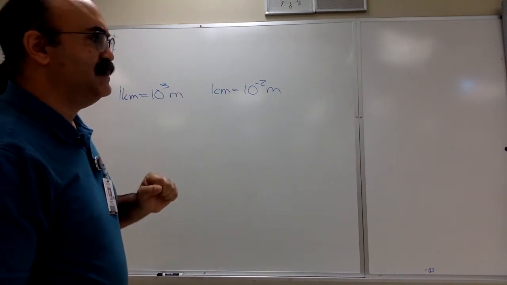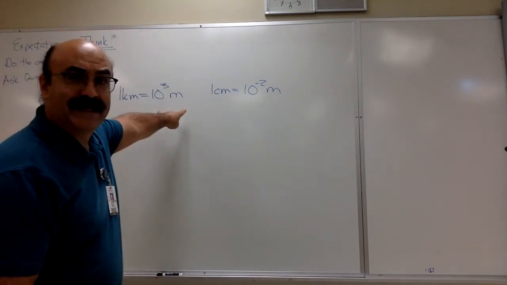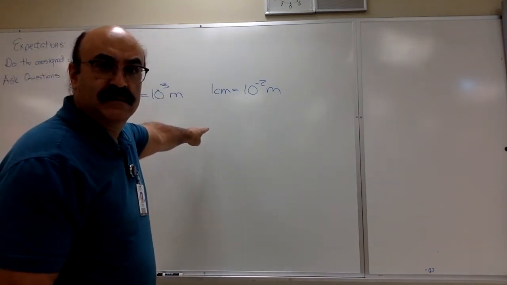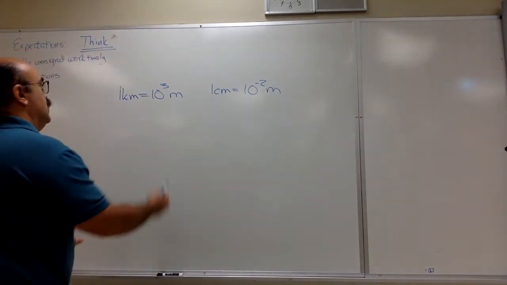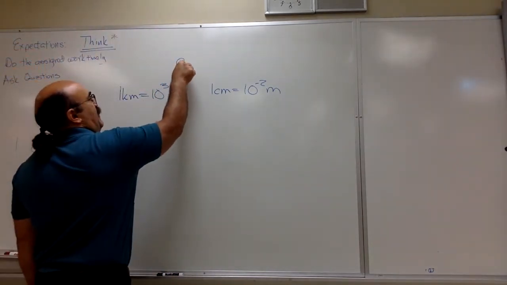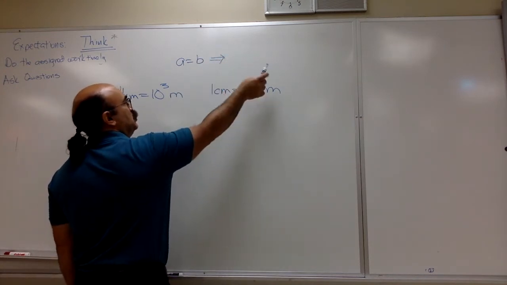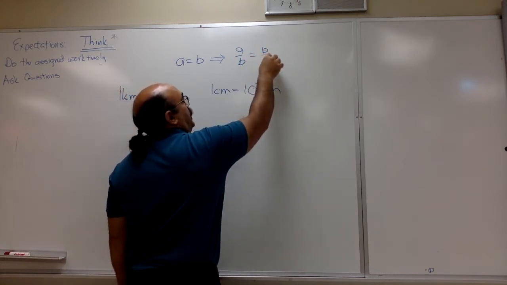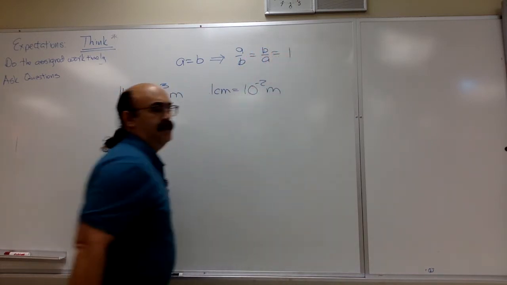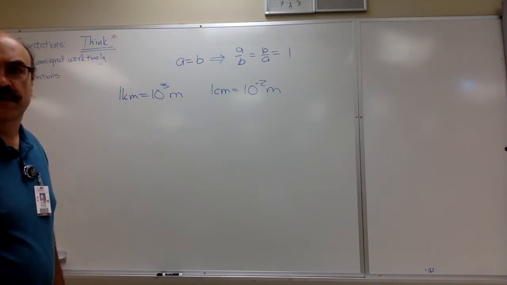Rewrite these equalities as conversion factors. How many conversion factors should I get out of this? 4 is absolutely correct. Thank you. So, always, if you have an equivalence A over B, this yields 2 conversion factors. A over B, which is equal to B over A, which equals 1, because they are equivalent.